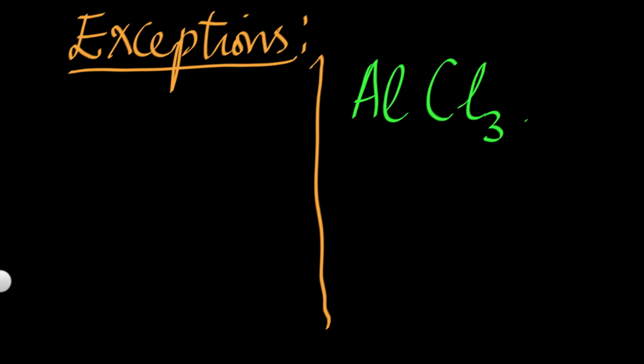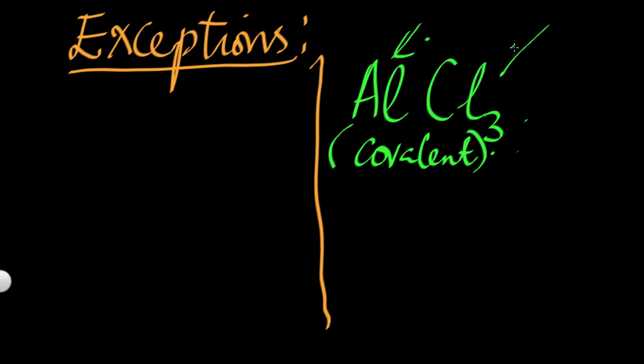Although we name it as aluminium chloride, this is not ionic. This is actually covalent. Yet aluminium is a metal and chlorine is a non-metal. So aluminium forms covalent compounds with chlorine and even with fluorine.